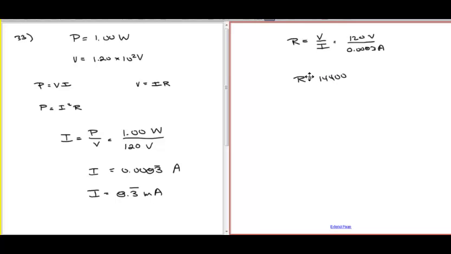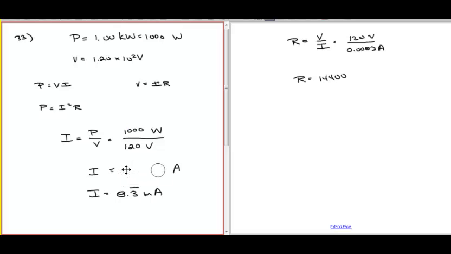So what did I do wrong here? Did I do anything wrong? Oh, because it's a kilowatt, which equals 1,000 watts. Sorry, this should be 1,000. I should have realized when I got down to here, the current in a waffle plate thing should be a lot bigger. Anyway, you get 8.33 amps.